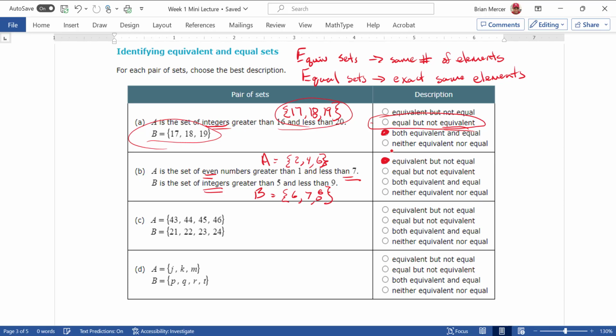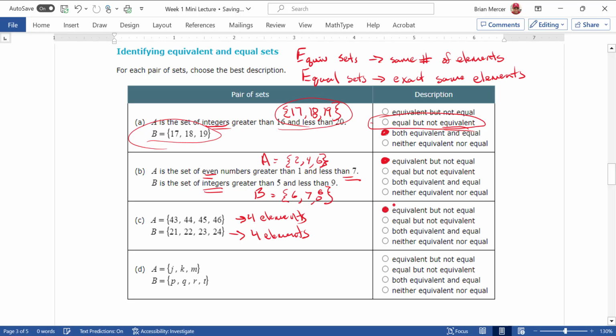Part C is going to be the same thing, equivalent but not equal. Equivalent because this contains 4 elements. And this contains 4 elements. So equivalent because they both have 4 elements. Not equal because they are not the same 4 elements.